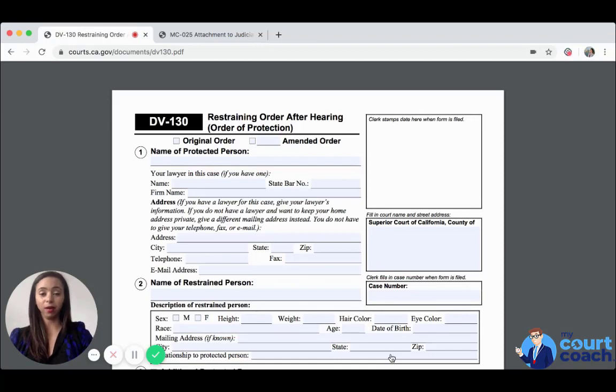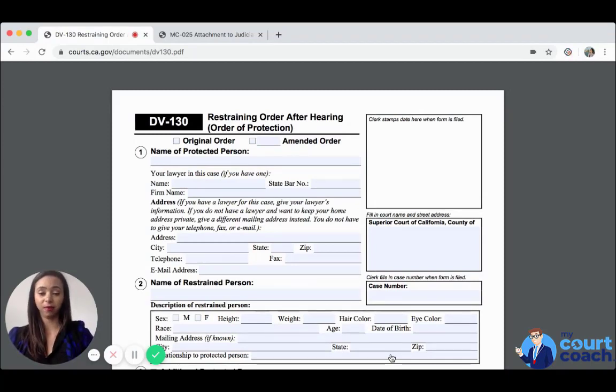Typically, you would prepare this with your temporary restraining order request and the request for a domestic violence restraining order in general. You would submit this along with that packet. It would essentially be a proposed restraining order after hearing, so that all the judge has to do is fill in some blanks and sign off on it.